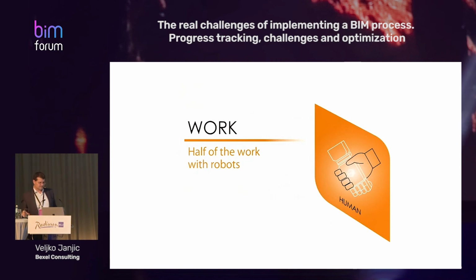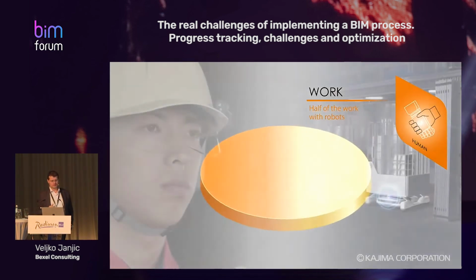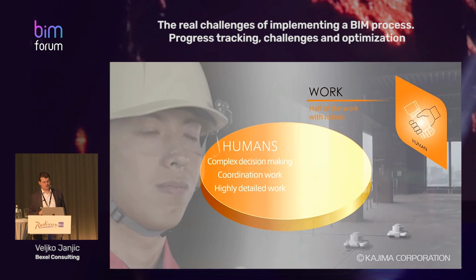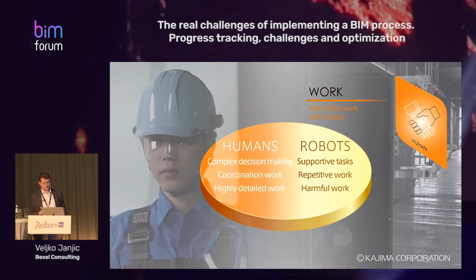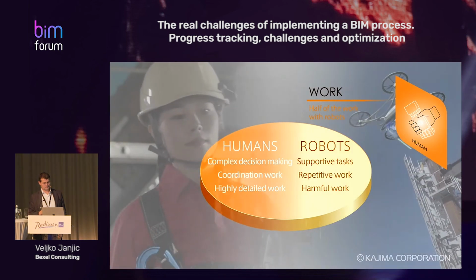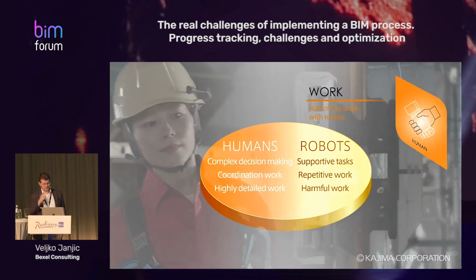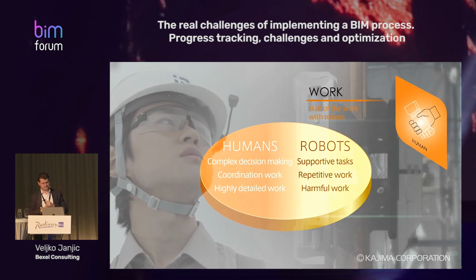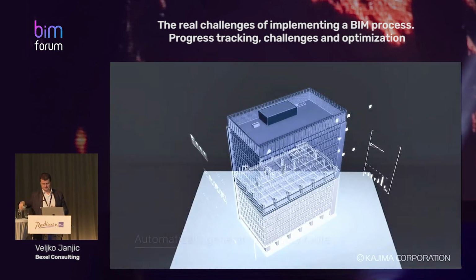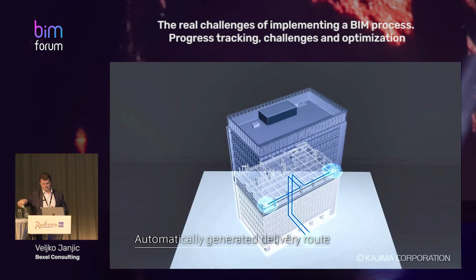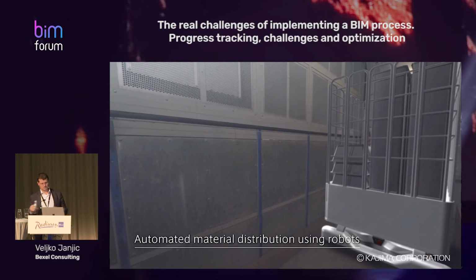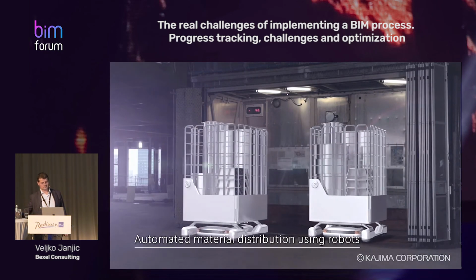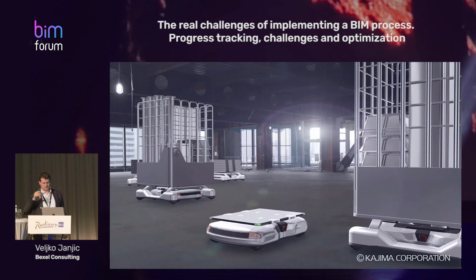Half of the work with robots. Humans will perform work that requires complex decisions and coordination. Robots can perform supportive tasks and repetitive work. Project efficiency will increase by having humans and robots work in tandem, each performing the tasks that fit their specialty. Distribution of material by robots. Based on a construction schedule, materials can be distributed to the area where they are needed during early mornings, evenings, and even weekends.